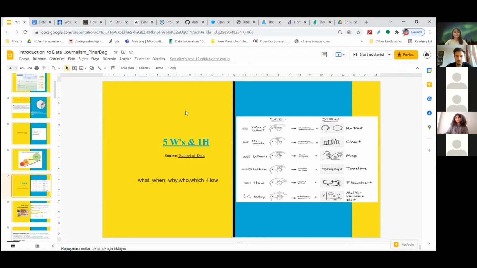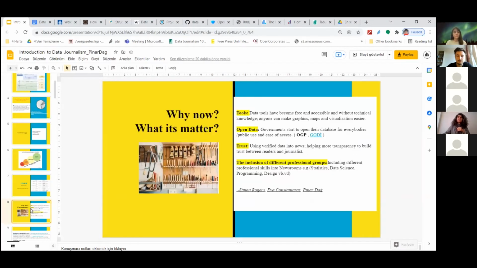And I don't know how many of you are involved with journalism, but when you write a typical journalism piece or article, you need to explain clearly what happened, when it happened, why it happened, who is the person in this story, which and how. So you need to answer the 5 W's and 1 H. For data journalism, we answer those questions with visualization or some analysis. Instead of writing something down, you are just showing it with a portrait or chart or map or timeline or flow chart or scatter plot, etc. We use lots of tools from the statistics and data science worlds. So it's kind of similar, but the content is about journalism.